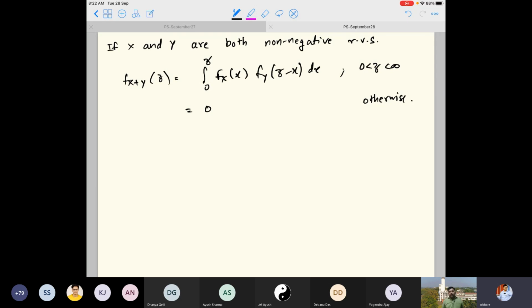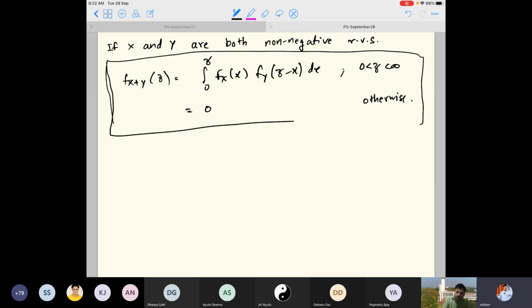So I hope this part is clear. I think the form that you might remember is this particular form. The form that you saw for this integral was very similar to what you saw for the discrete random variable case, right? So that's what we have. So let us see how we can apply this result. Let X and Y be exponential with parameter lambda, and they are independent random variables.